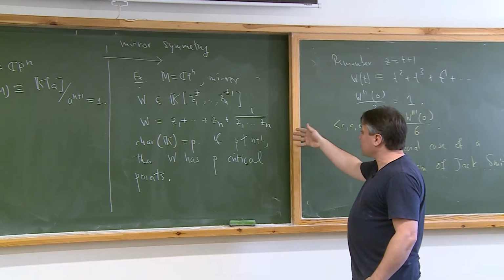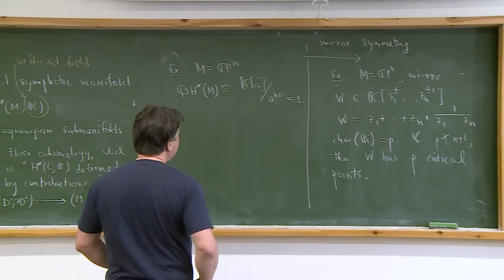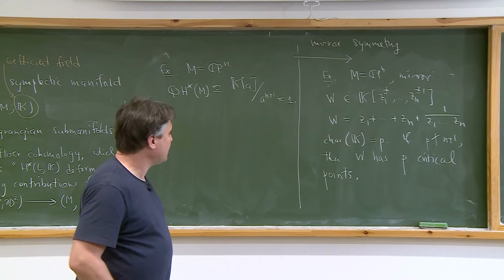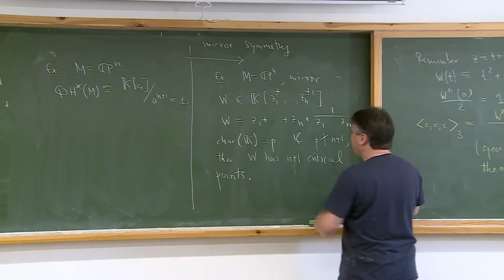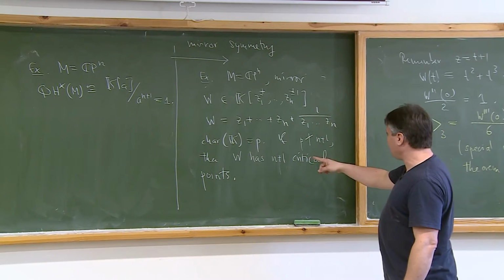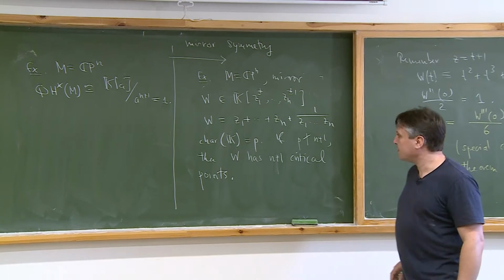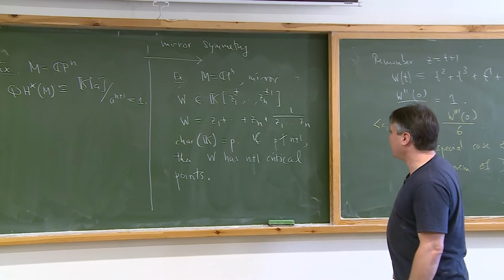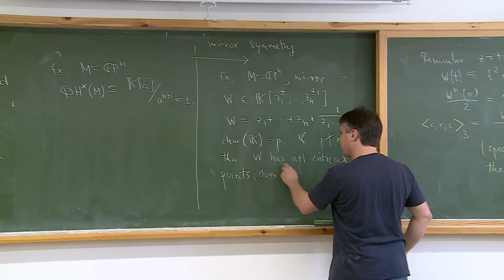If p divides n plus 1, then some of these critical points will coincide and will have a much more complicated local structure. W has n plus 1 critical points. Then k needs to be large enough to contain the n plus first roots of unity, or something like that.